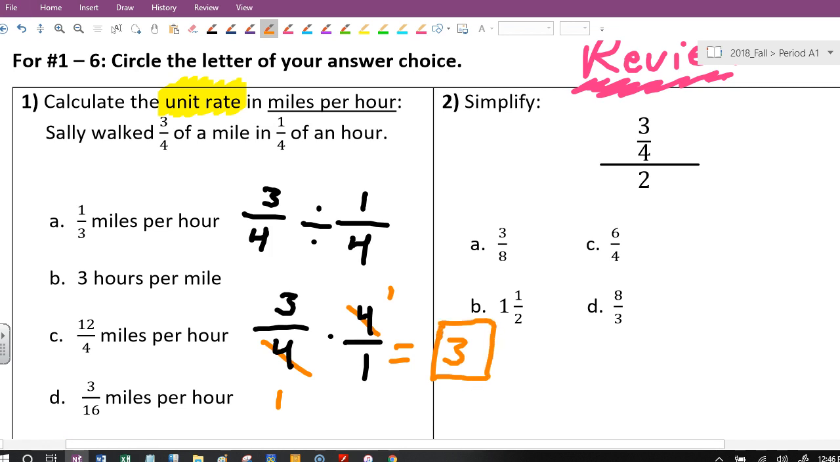Now we're going to see how Mr. Pass should have written this test better. So that was 12/4. That's correct. But it should have had a 3 here. Miles per hour. Because it's definitely not hours per mile. So let's say the answer is C. 3 miles per hour. I should have fixed that. Yes. It says miles per hour.